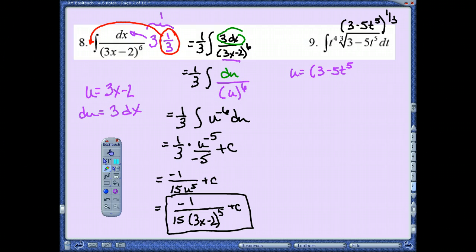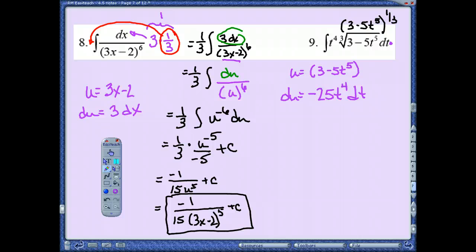I don't need that parenthesis, but now that I put the first one, I've got to put the second one. My du, if I take the derivative, oh my goodness, that's going to be negative 25t to the 4th dt. Good grief. I do not have a negative 25 times t to the 4th. But I do have the t to the 4th dt, which is the hardest part.